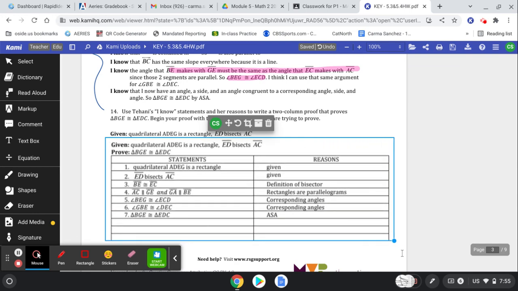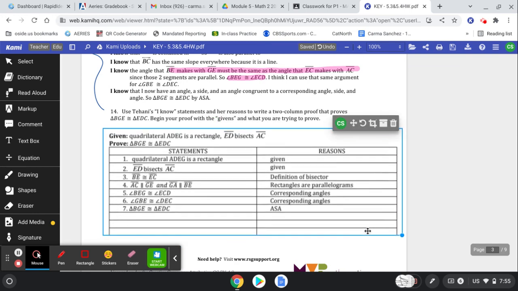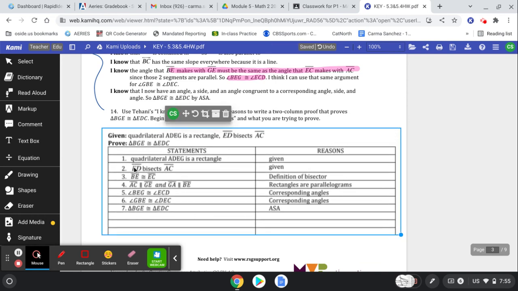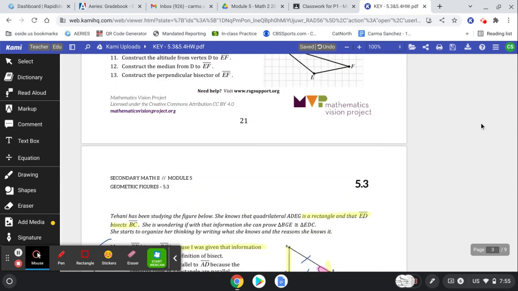So you'll see that you start with the givens because they're bisected. Then you can say those two segments are equal by definition of bisector. Because those lines were parallel and rectangles are parallelograms, you can then talk about the two corresponding angles. Then you have enough for congruency by angle side angle. Okay, so you can pause it on that.